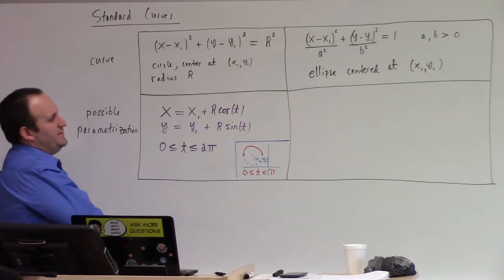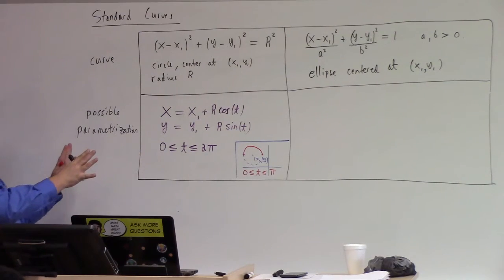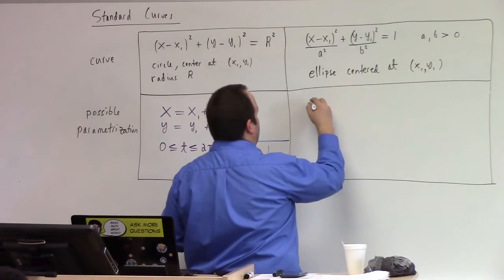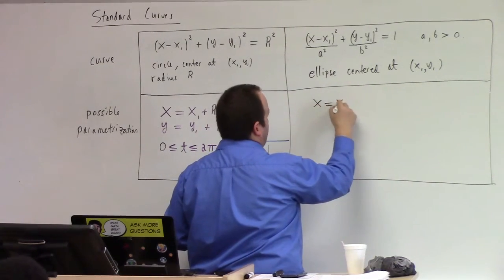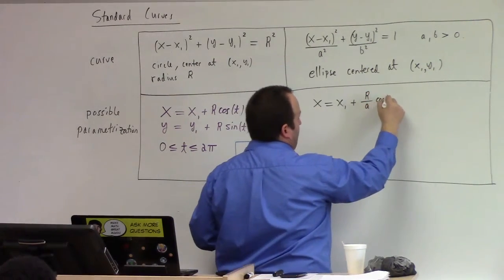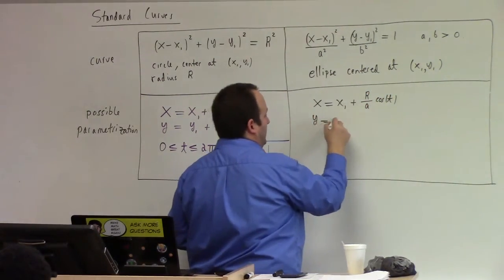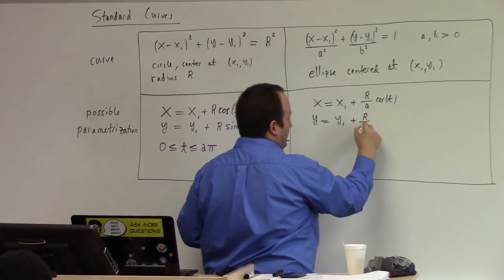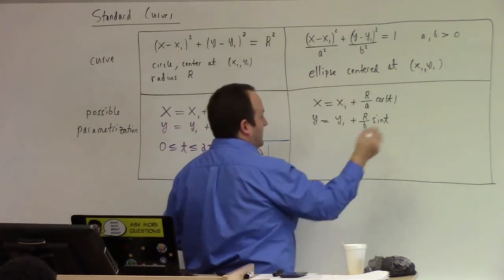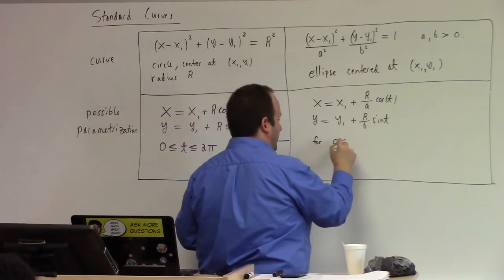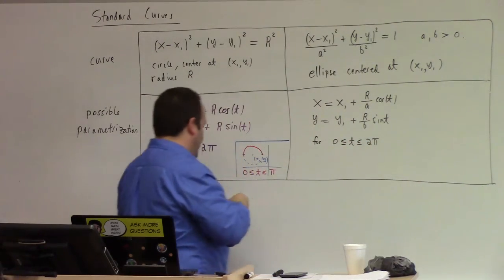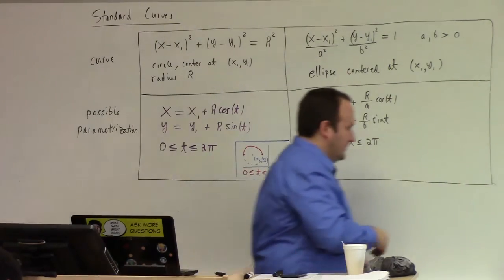What's the parameterization of this? Well, it's almost the same thing, except what you do is x is equal to x1 plus r over a cosine t, and y is equal to y1 plus r over b sine t. This will work, for 0 less than or equal to t less than or equal to 2 pi. Sidebar, why does that work? Let's work it out over here.